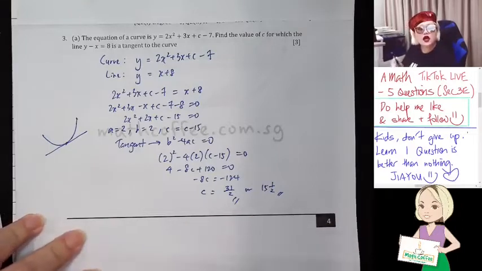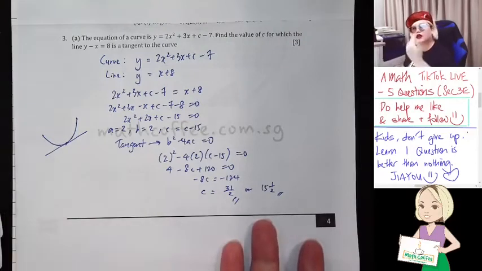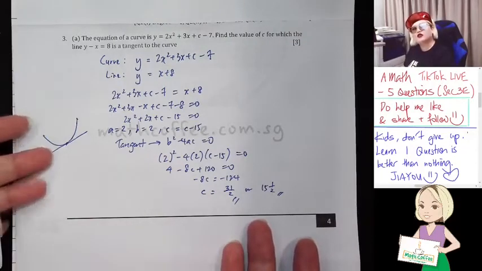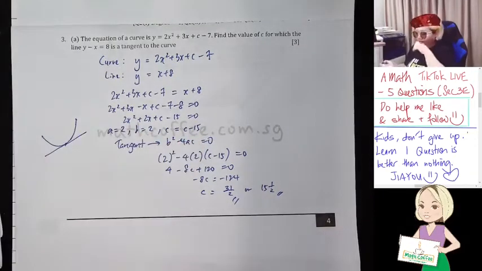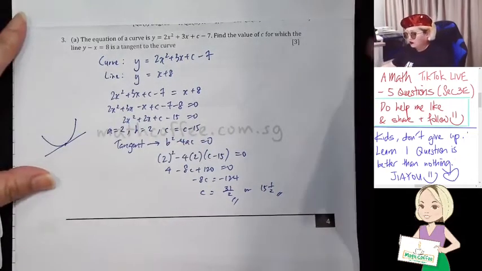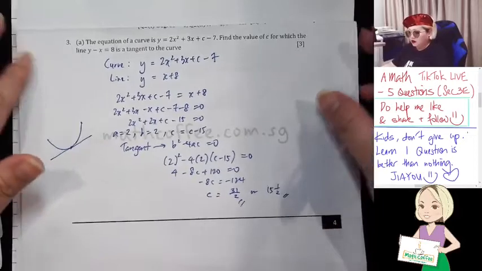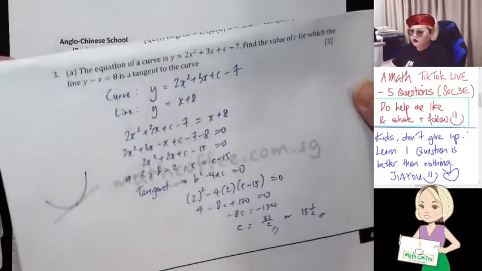Okay? So this is how I find my c. Based on the property, they say tangent, so it touches, which means discriminant equals 0. Okay, let's move on.